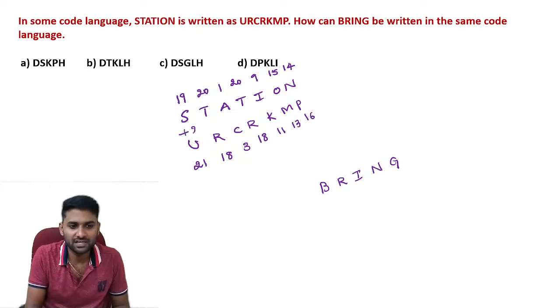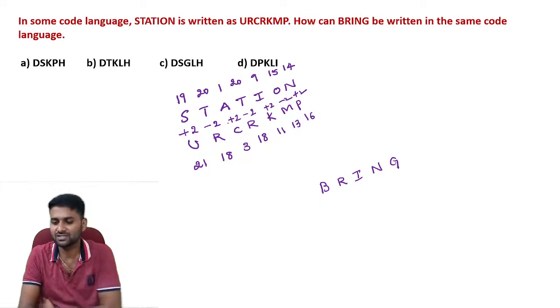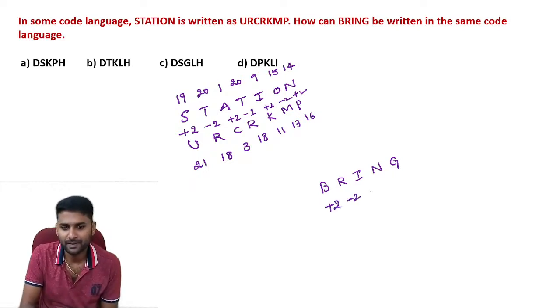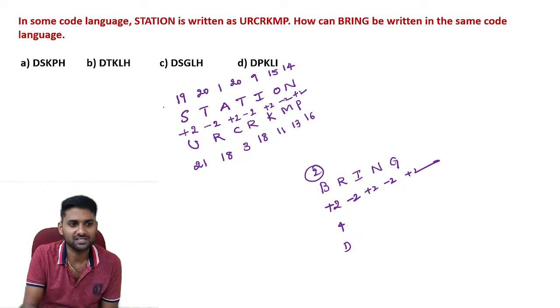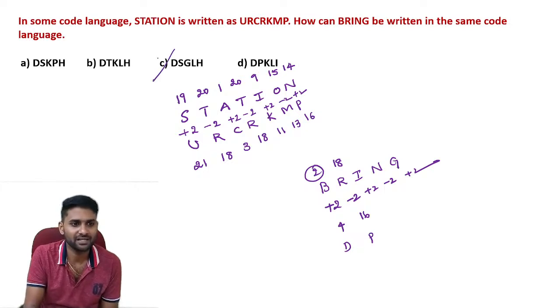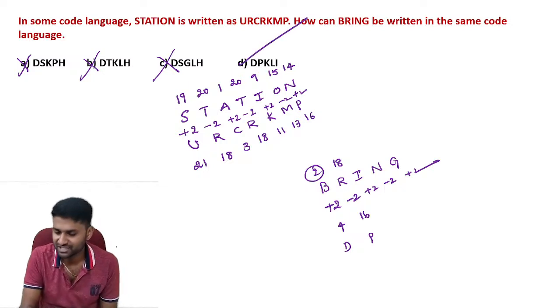If you observe that, see, it is plus 2, minus 2, plus 2, minus 2, plus 2, minus 2. This is the sequence you can observe in the question. Now, apply the same sequence here. Plus 2, minus 2. Now, B is the second letter, and we require the fourth in the option. So D is the first letter. Now R is 18, we require the 16th letter, which is P. So DP. So eliminate C, eliminate B, eliminate A, then the suitable answer is D.